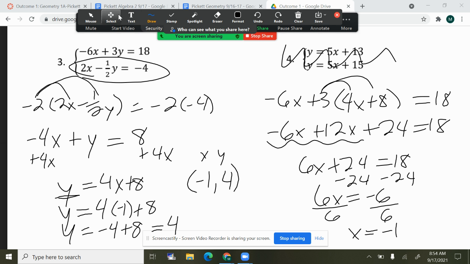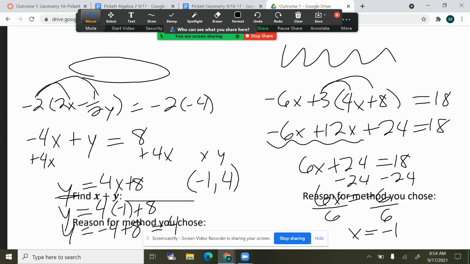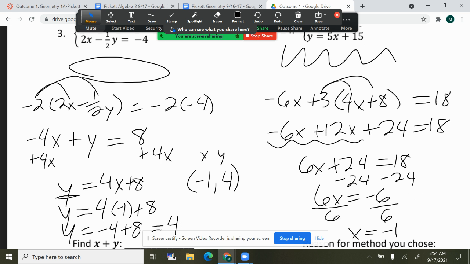Alrighty. Then you need to find, what does it say? x plus y. So all we're doing is adding. Negative 1 plus 4, and that is 3.